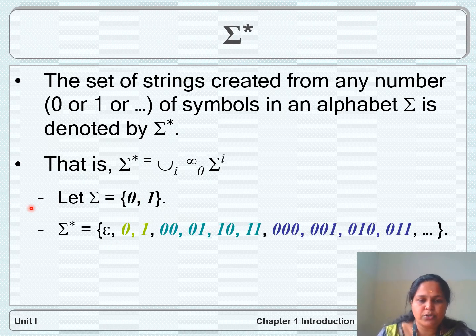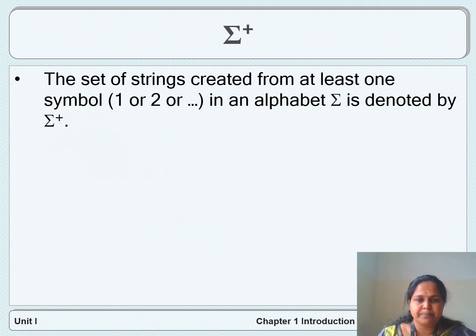So you should always remember, this is called a Kleene closure. If it is sigma power star, that is the Kleene closure, and the Kleene closure should include epsilon. Whereas next you will see positive closure. In positive closure, you should not include epsilon, right? See, this is called positive closure.